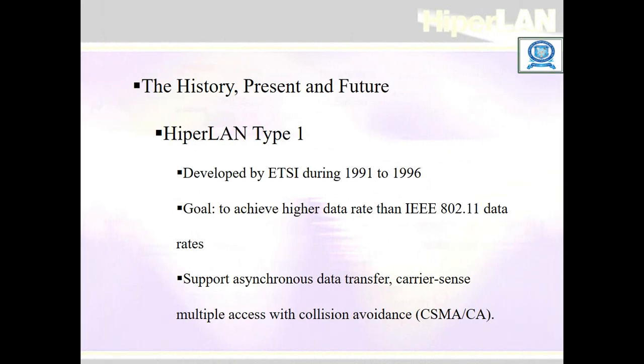Next, the history, present and future of HIPERLAN type 1 and HIPERLAN type 2. HIPERLAN type 1 was developed during the years 1991 to 1996. The main goal of developing HIPERLAN type 1 was to achieve a higher data rate than IEEE 802.11 data rates. The main reason was to achieve high data rate, or high internet speed, compared with IEEE 802.11, along with support for asynchronous data transfer mode and a carrier sense multiple access with collision avoidance mechanism.